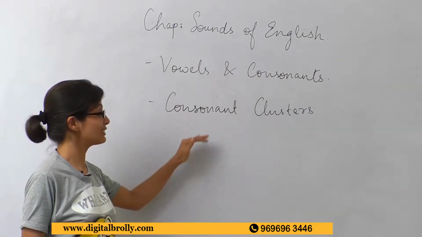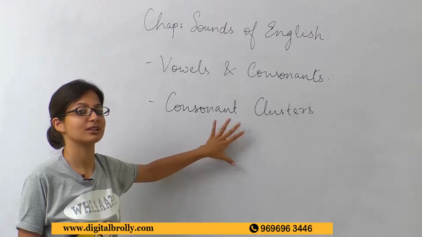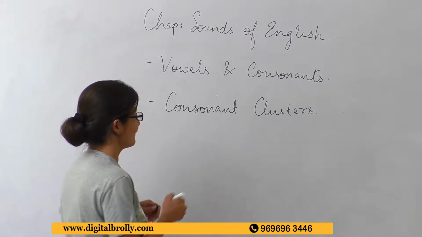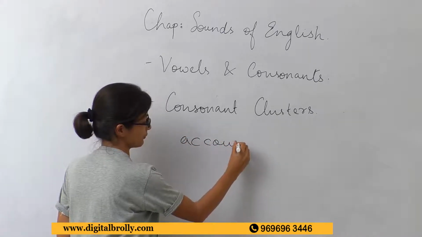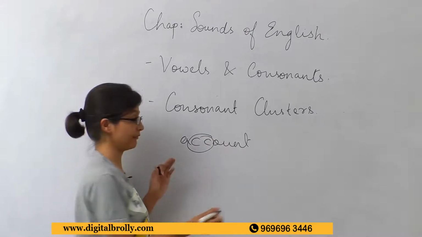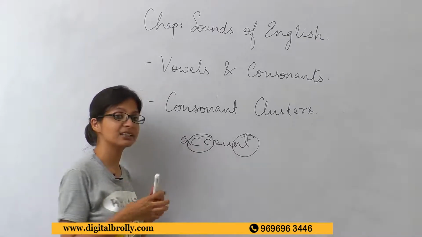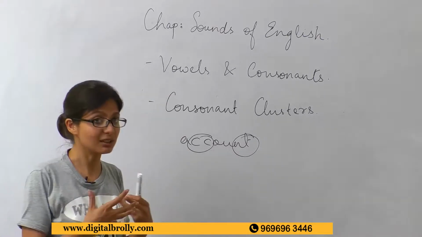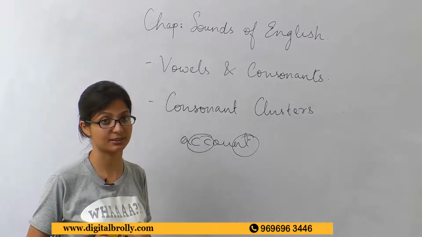Sounds of English has to do with consonant clusters. Now what do I mean by consonant clusters? In a word, there are certain consonants which come in together. For example, a count. Here, if you notice, you have two consonants coming together, and here again you have two consonants coming together. So when you find two or more consonants stuck together in any position of the word, we call it a consonant cluster.